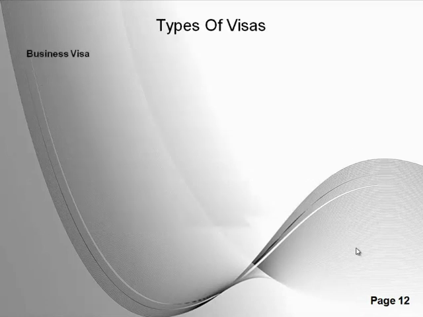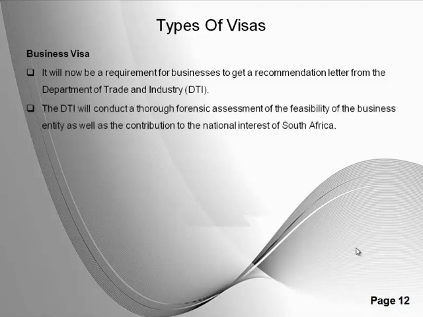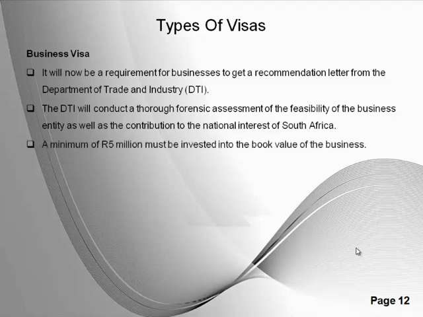Let's go to a business visa. What do you need for the business visa? Basically, with the business visa, you need to have money in the bank. I think it's about 5 million. And then also you need to have a recommendation letter from the Department of Trade and Industries. Also, you need to show that your business is making a contribution to the national interest of South Africa. Also, 5 million rands must be invested in the book value of the business.